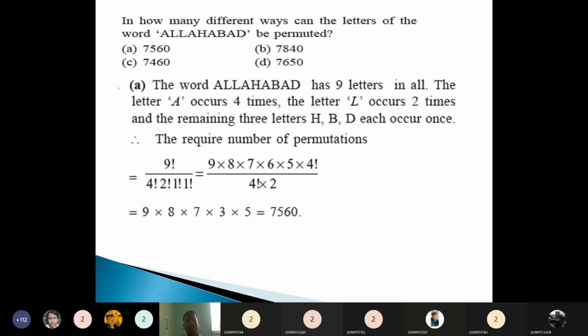So the value is 9 into 8 into 7 into 6 into 5 into 4 factorial. The 4 factorial is there in the denominator, so you can eliminate 4 factorial with 4 factorial. The value of 2 factorial is 2 into 1, so anyway the value is 2. That can be reduced with the 6. So simply multiply 9 into 8 into 7 into 3 into 5. You'll get 7,560. Any clarification?